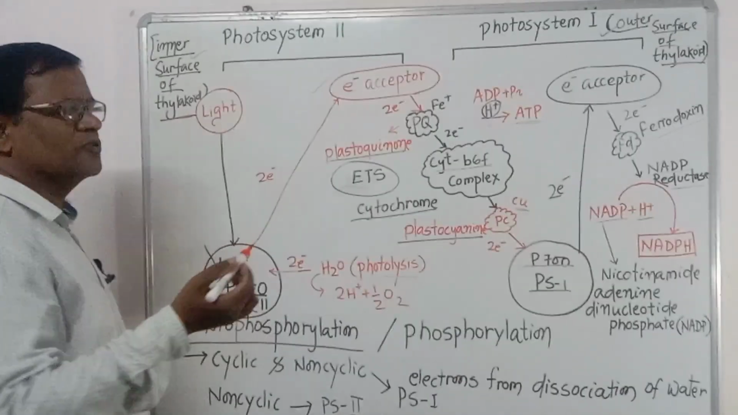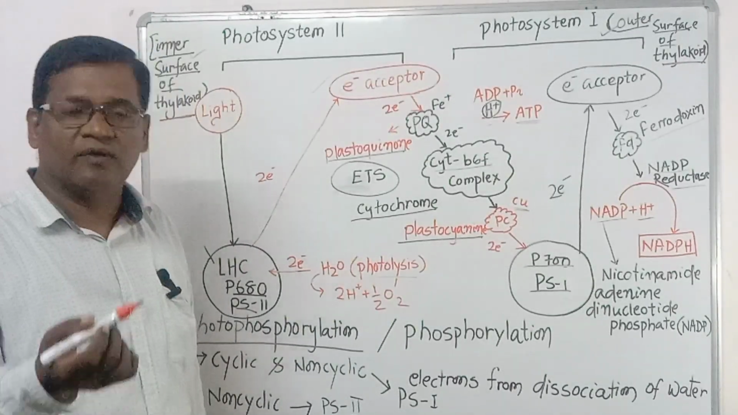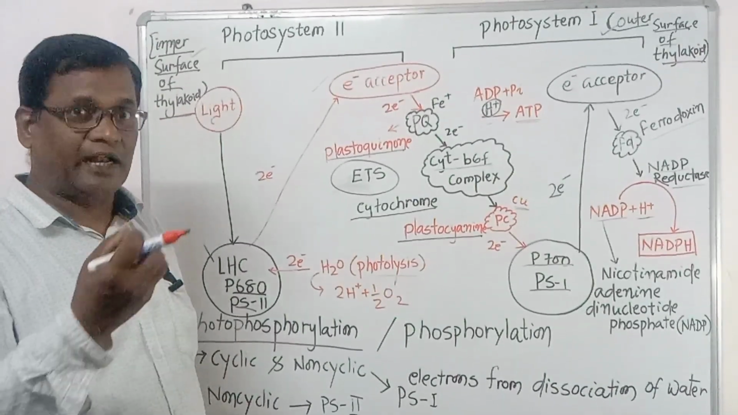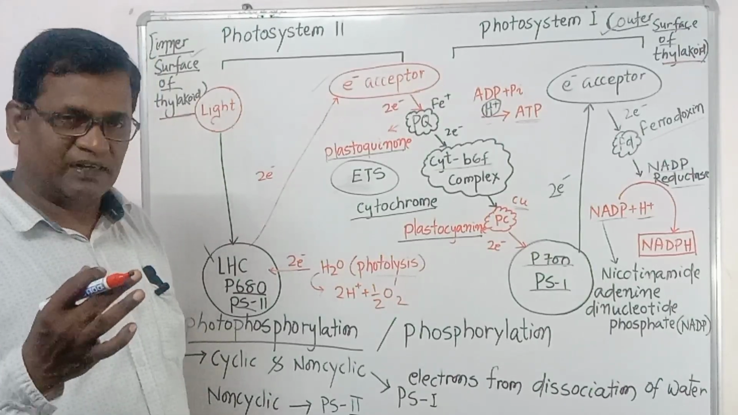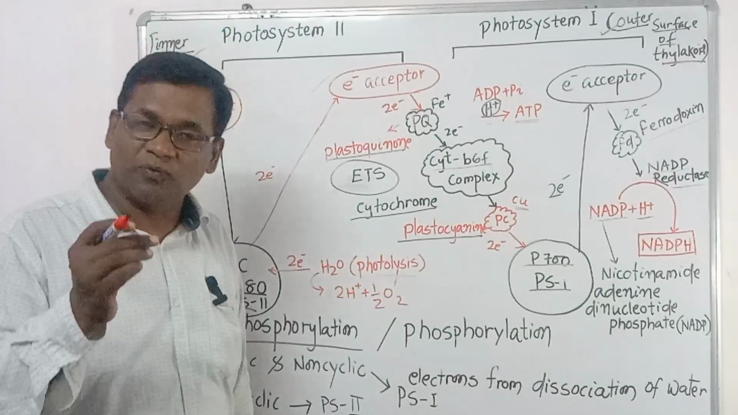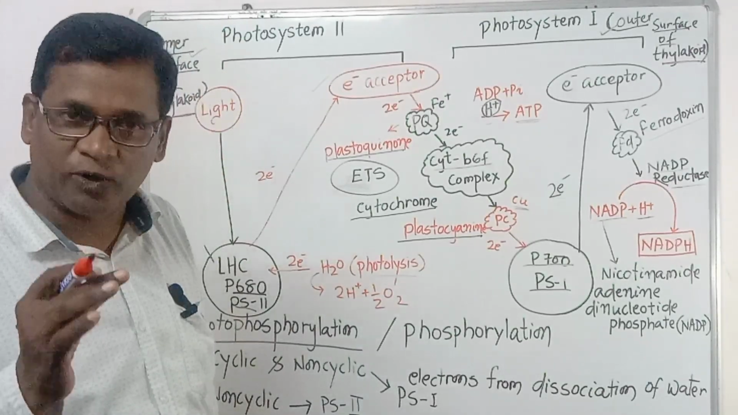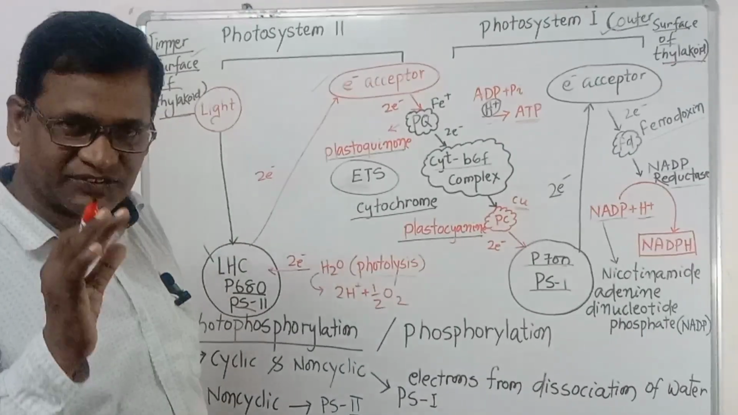And what is photosynthesis? Photosynthesis is nothing but a process by which sunlight is trapped by the chloroplast to prepare food material. Where are photosystem 1 and 2? They are in the chloroplast, my dear, and the thylakoid is inside the chloroplast.